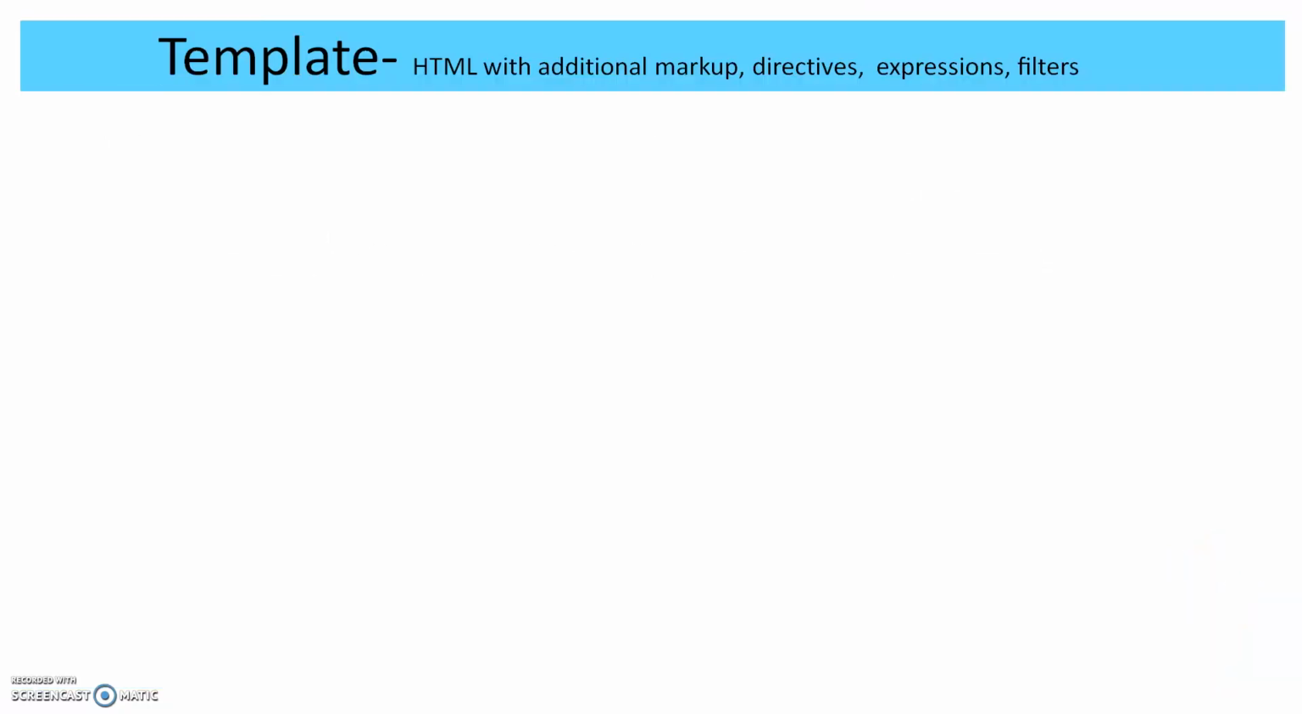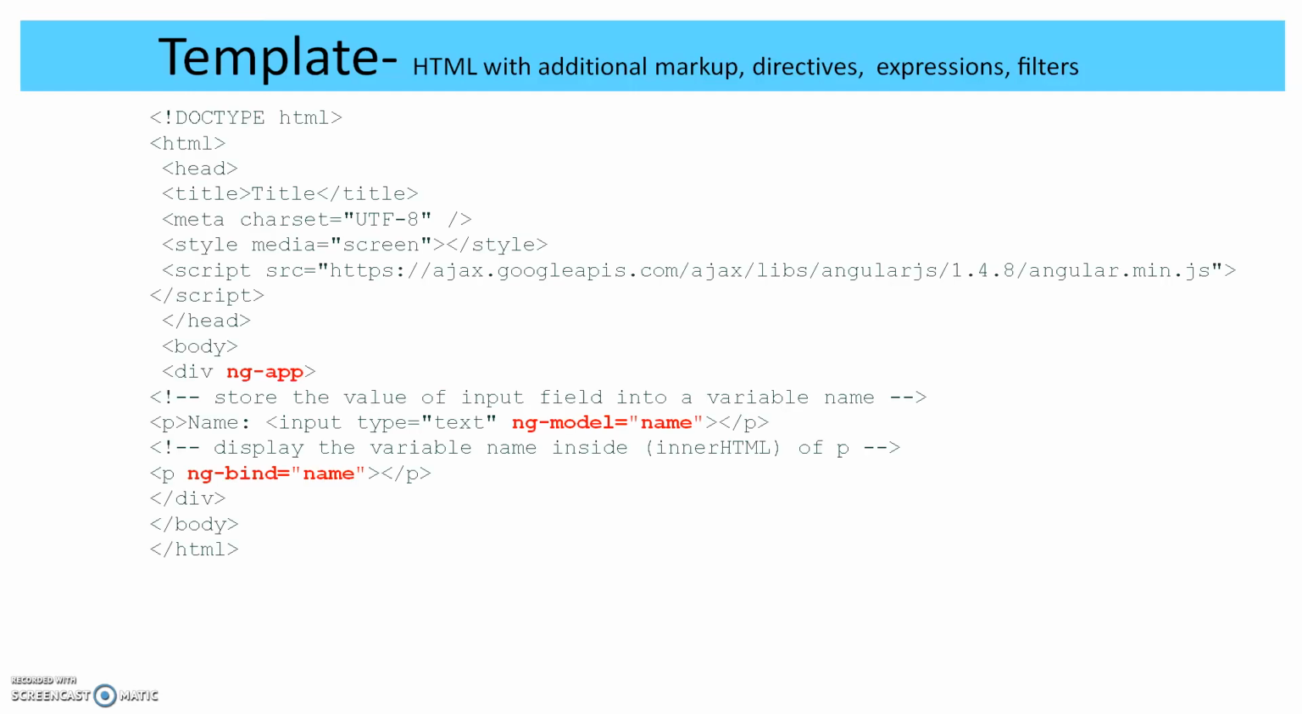So let's start. First, in AngularJS we can write a template. What is a template? A template is HTML plus additional markup, directives, expressions and filters. So see, this is a code example. If you observe here, this is the HTML tag. Inside that the head tag is there, then the body tag. In the head, there is the title, metadata and style.